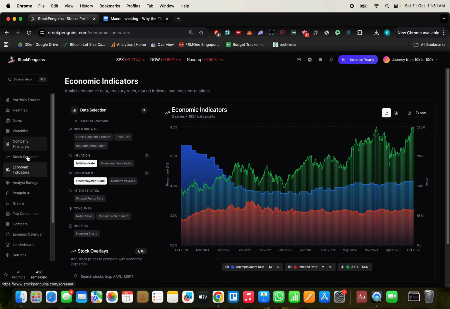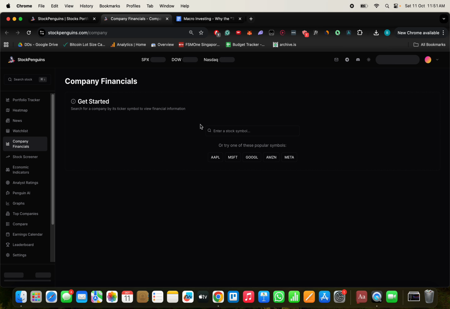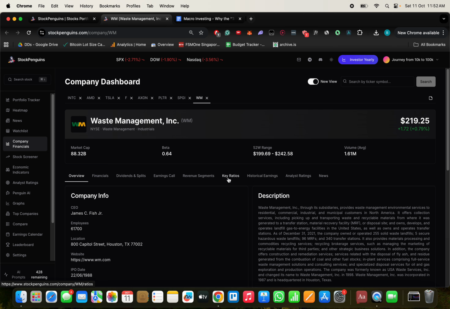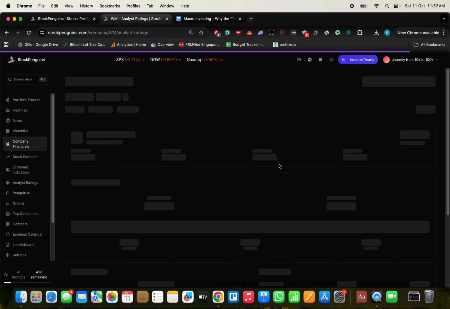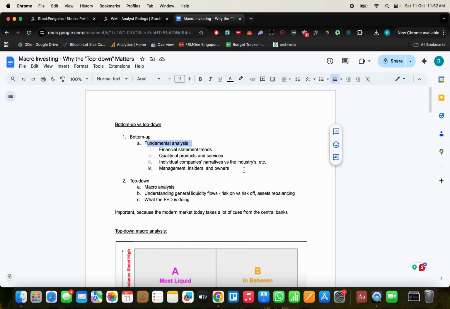You can use StockPenguins.com's different company financials, where you can deep dive into the company's performance by itself, right? Its financials, key ratios, what management is saying through its earnings calls, analyst ratings, how people are thinking about the stock. As mentioned, your financial statement trends, your quality of products and services, your individual companies' narratives versus the industries, your management, insiders, and ownership. So that is one approach that you can use to build up your portfolio, which is through bottom-up stock picking, right?